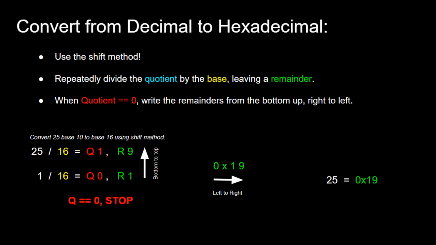If we wanted to convert from decimal to hexadecimal, we would follow the same shift method, but we'd be dividing by 16 instead of base 2. Given the same number as an example, 25, 25 divided by 16 is equal to 1, remainder 9. 1 divided by 16 is equal to 0, remainder 1. We hit 0, so now we write from the bottom up, left to right, and we end up with a result of 19 in hexadecimal.